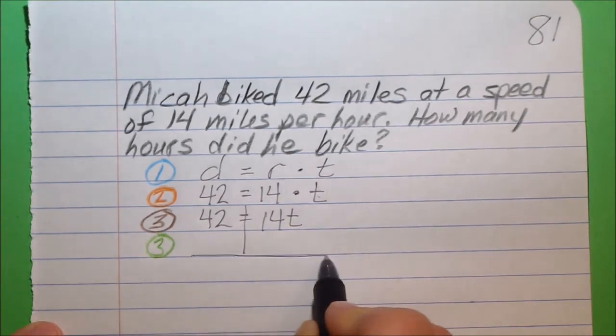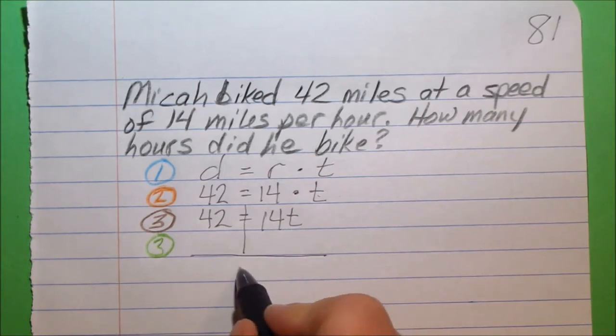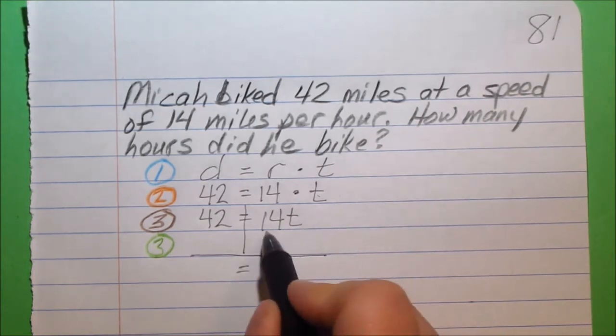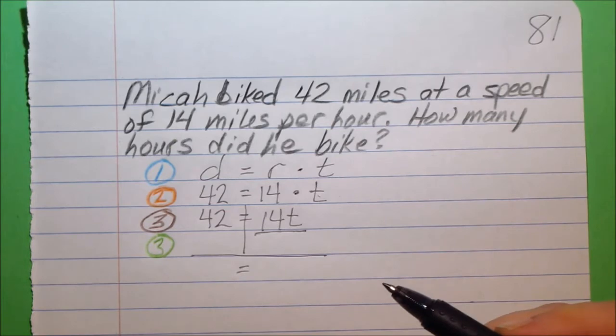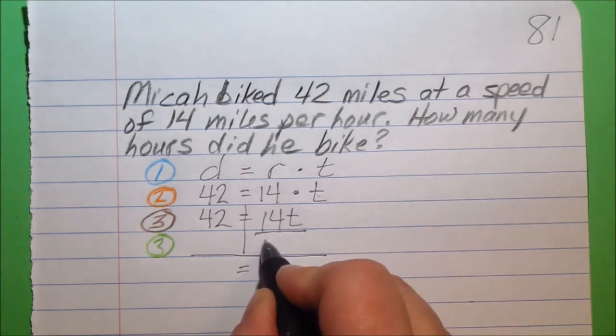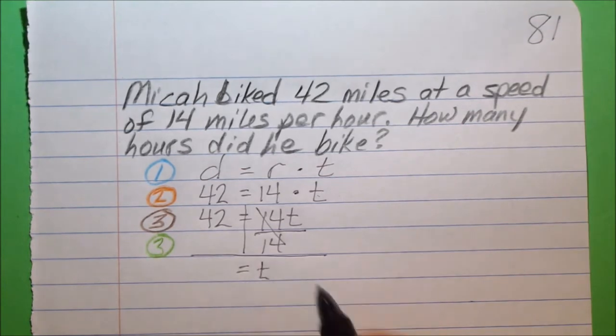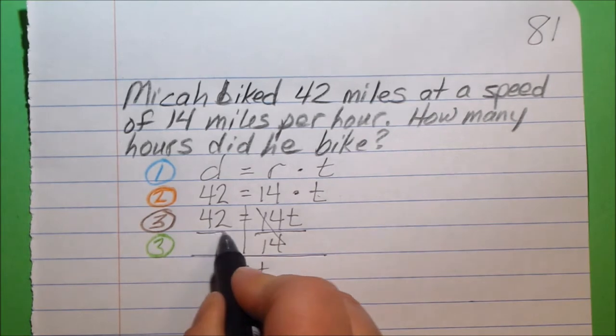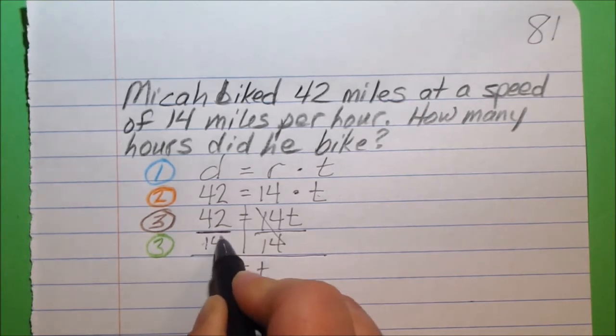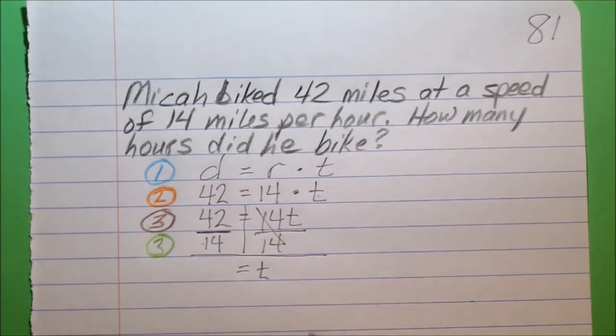So I'll draw my fence. I see t is over on this side and he really wants to be alone. We've got to isolate and get rid of that 14. 14t means multiplication. The inverse operation of multiplication is division. So we will divide by 14 to get rid of that 14. And now t is all by himself, just like he wants to be. But what we do to one side, we have to do to the other. And 14 goes into 42 3 times. So we did the math.